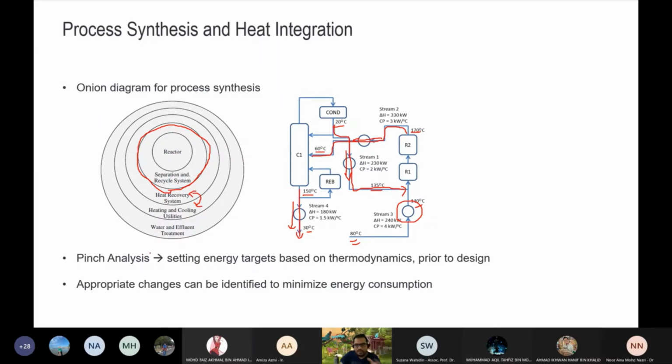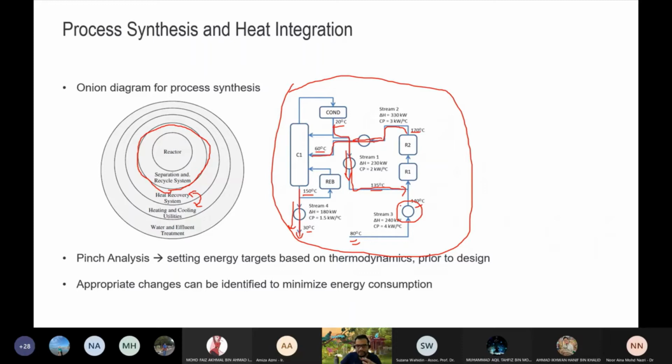So pinch analysis, in this sense, is a tool or methodology to set a target. If we have a flow sheet like this, we can design the heat exchanger network however we want. But the question is, how do we know whether what we do is better or best?